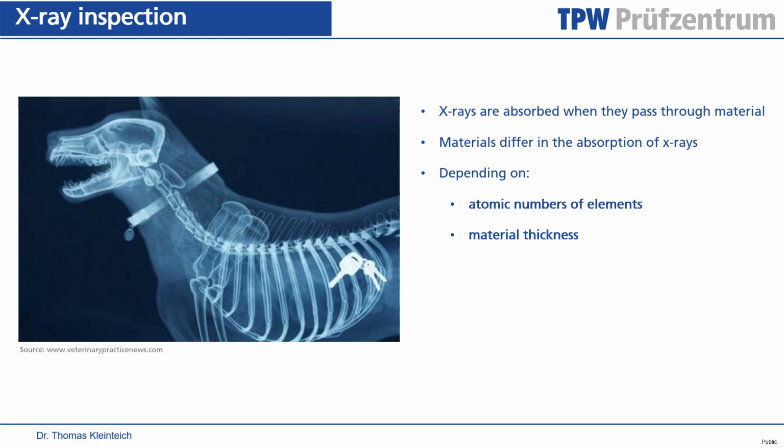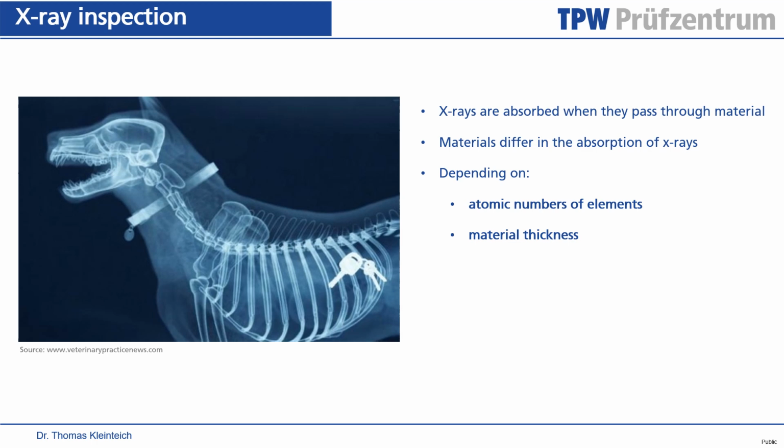So you see the keychain in this case that the dog might have swallowed is made from metal, and so it has a much different contrast than, for instance, the skin or the muscles of the dog that appear more or less fully transparent.